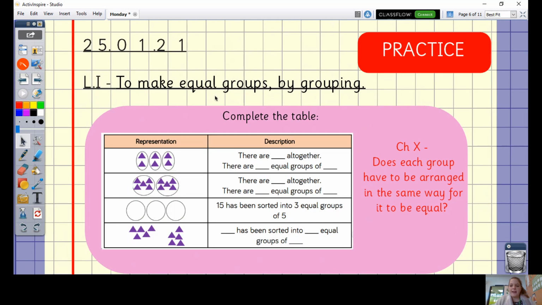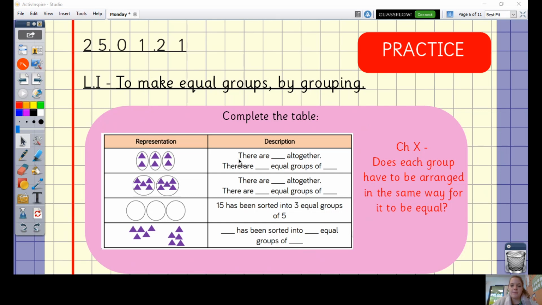Okay, so as your final practice before you get started with your main activity, you've got a table here. So one side you can see the representation, one side you can see the description. Okay, now most of the representations have been filled out for you. You've got to fill in the missing gaps for the sentences. It's only the third one where it's the other way round. You've been given the description, you need to draw the representation. So go through them one at a time.